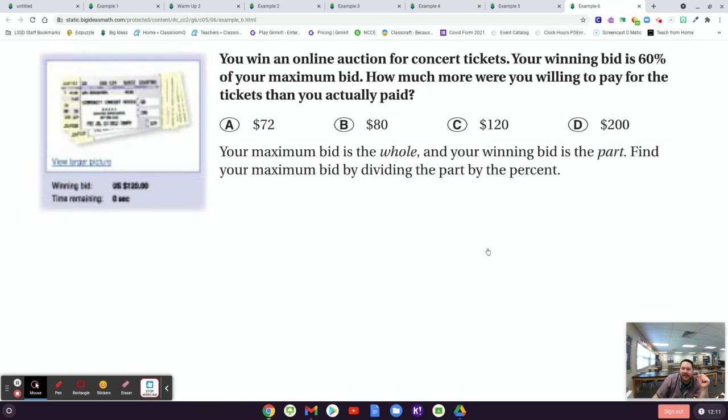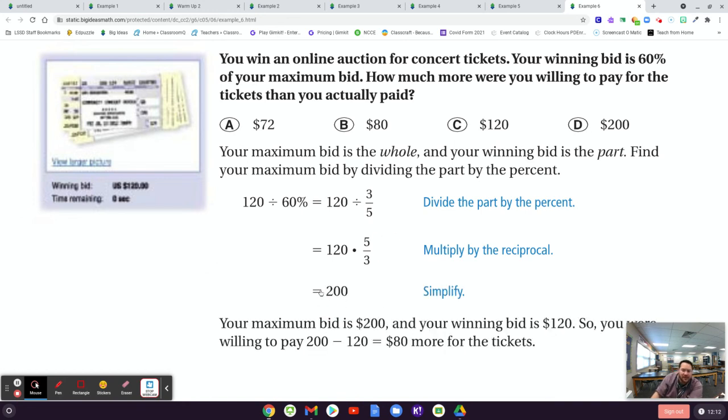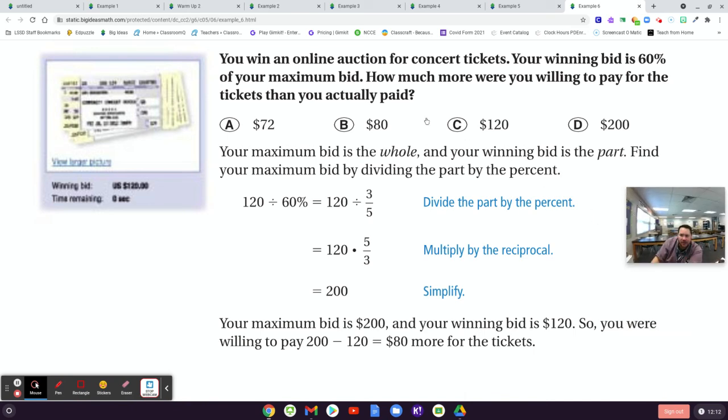All right, let's see how you did. So your maximum bid is the whole, and the winning bid is the part. So this 120 is the part. This can be done on a ratio table, which I think they show us later. This can also be done by dividing 120, the winning bid, by 60%. Again, you do the reciprocal of the other fraction and multiply, and you find out that it's 200. So 200 was your maximum bid. You bid 120, so you were willing to go $80 more. So the answer was B if you answered that one.